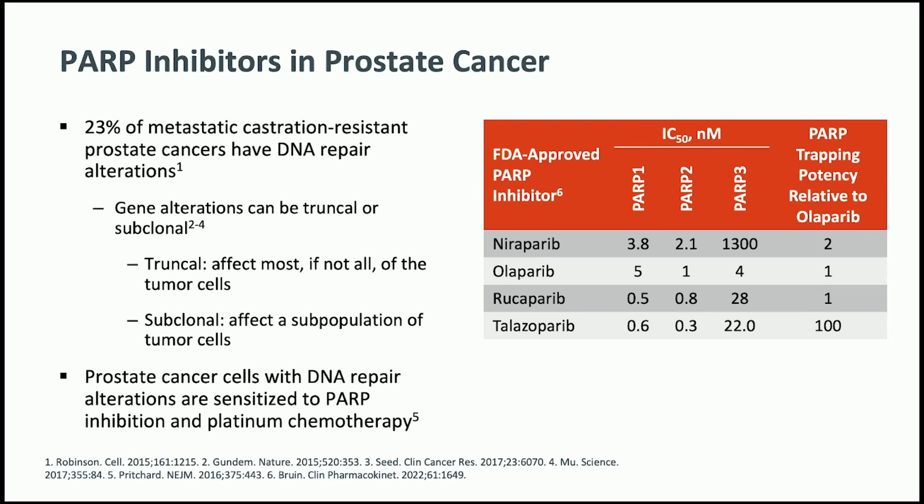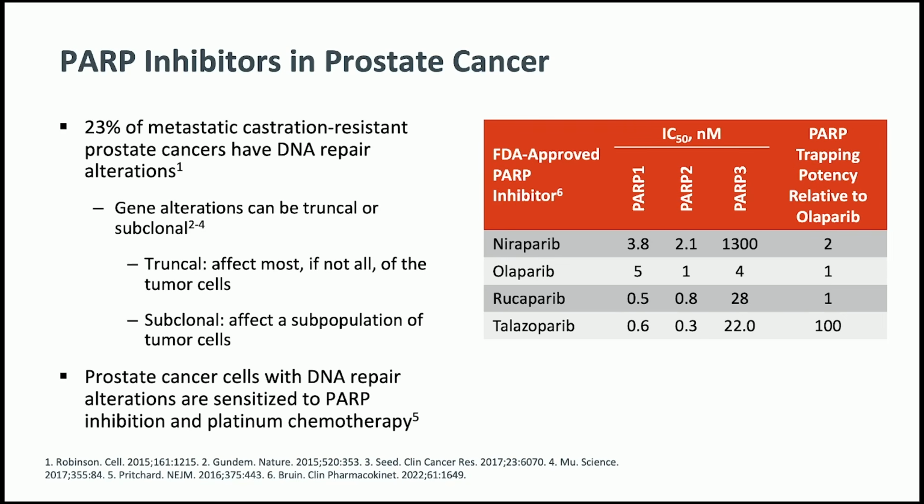So there are 4 PARP inhibitors that are available. The important thing to know is about a quarter of metastatic castration-resistant prostate cancers have DNA repair alterations. The gene alterations can be truncal or subclonal. Truncal means that it affects most of the cells, if not all the tumor cells. Subclonal means there's a small population, which can occur through mutations, and these are generally somatic. Prostate cancer cells with DNA repair alterations, as I said before, are sensitive to PARP, but they're also sensitive to platinum-based chemotherapy. And the real question is, can you salvage a patient who's progressed on a PARP inhibitor with platinum treatment? There's really no good answer to that question.